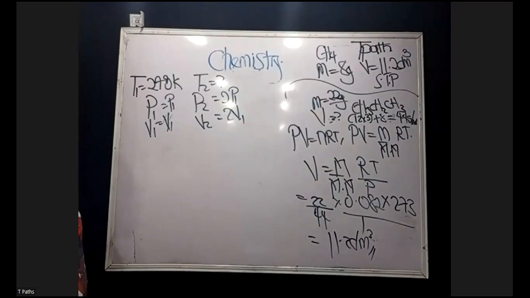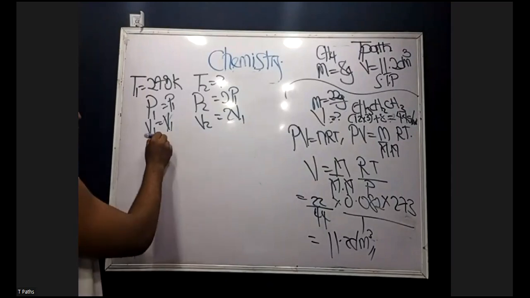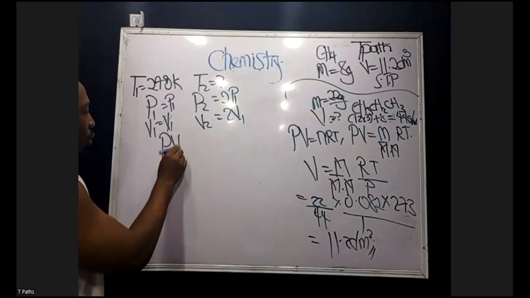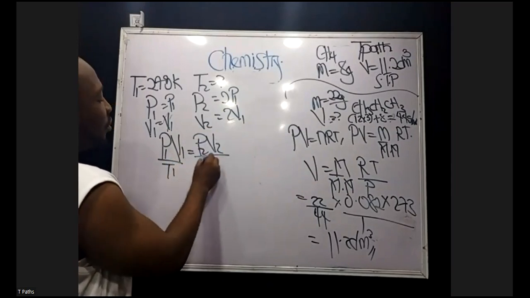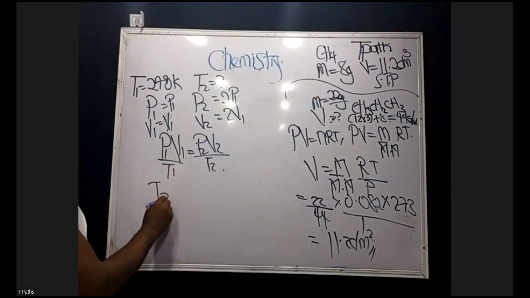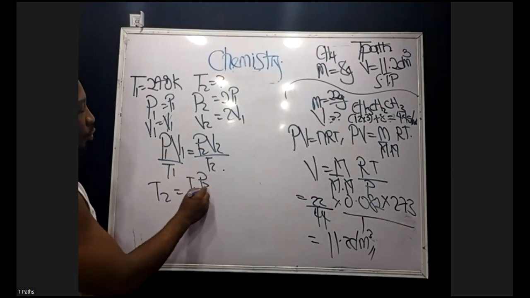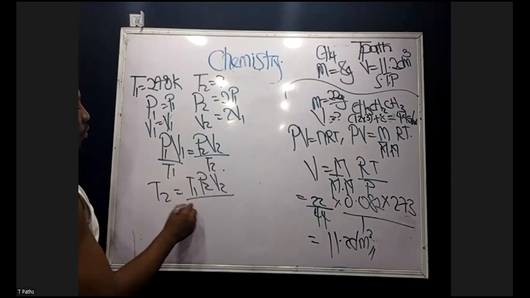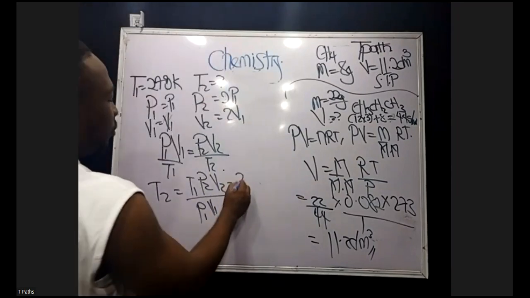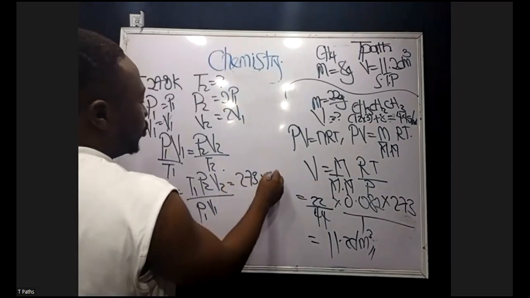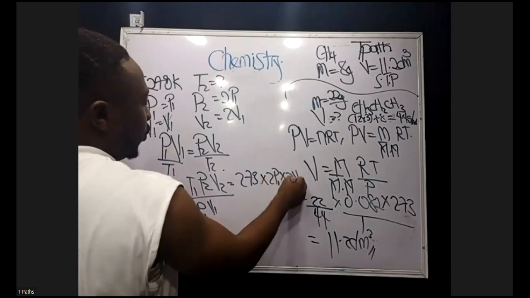Beautiful question. We recall our combined gas law. P1V1 over T1 is equal to P2V2 over T2. Therefore, T2 will be equal to T1 P2 V2 over P1 V1. What is our T1 today? 273 times 2P1 times 2V1.